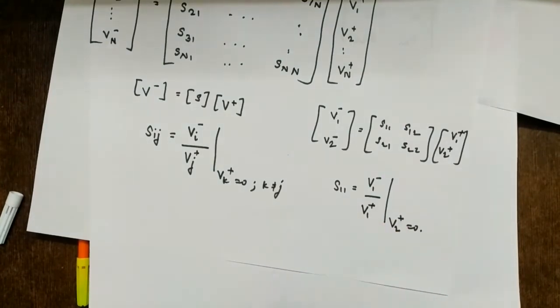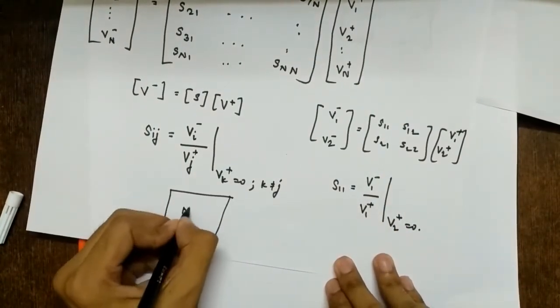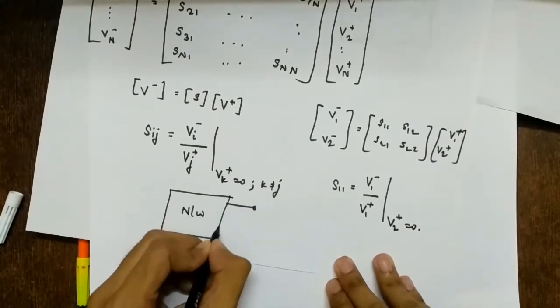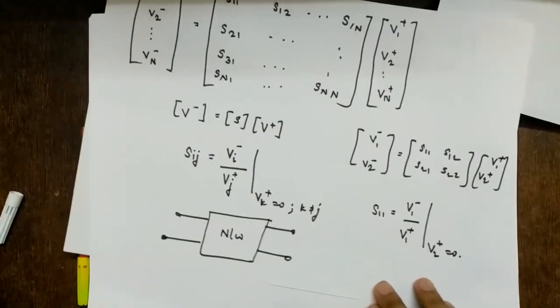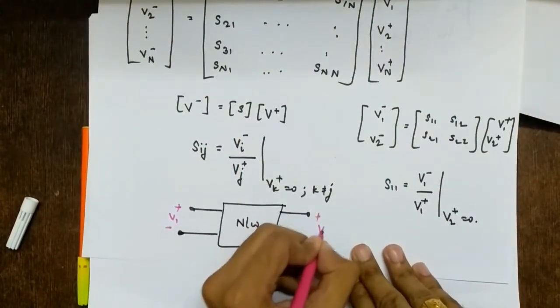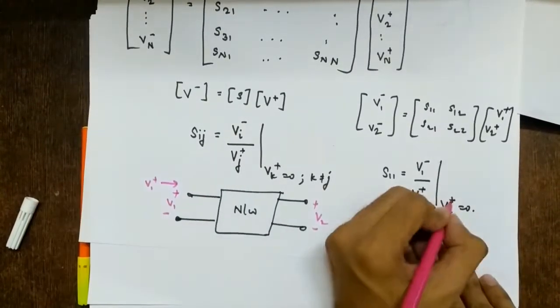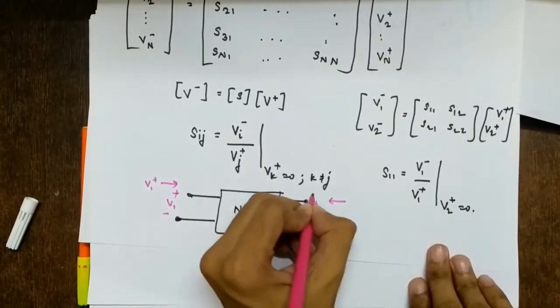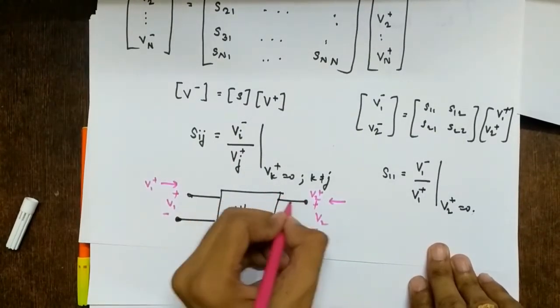Right? What does that mean? If I draw the network, this is my two-port network. This will be my V1, this will be my V2. So V1 plus indicates what? Incident. What is it saying? When V2 plus is 0, it means nothing is incident from here. Right? In other words, it means that this port is matched.